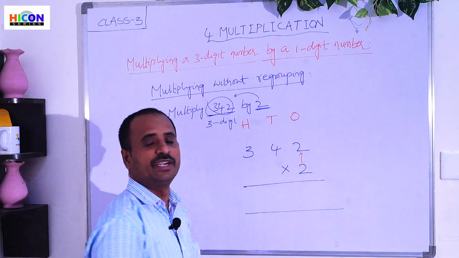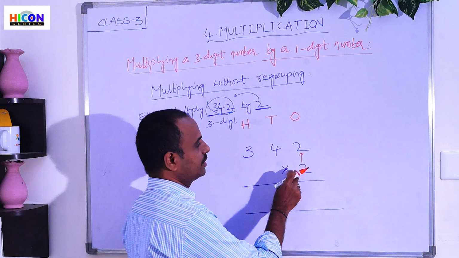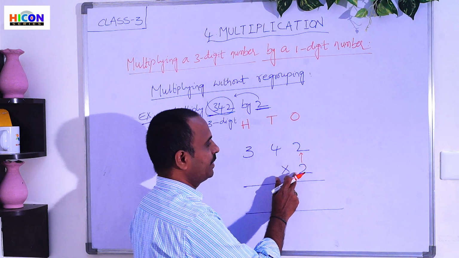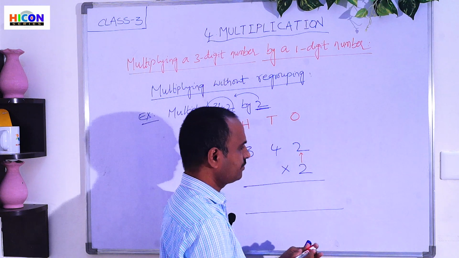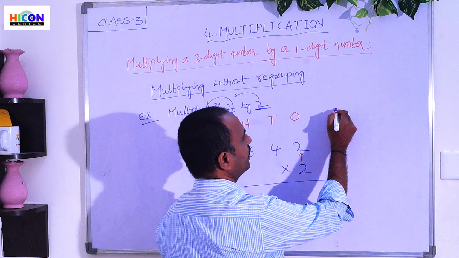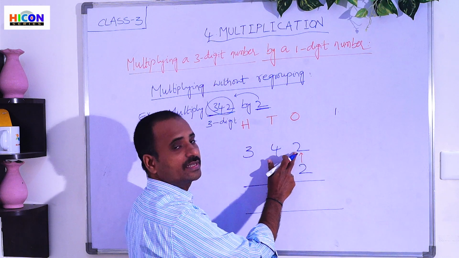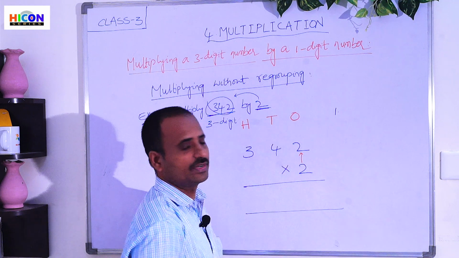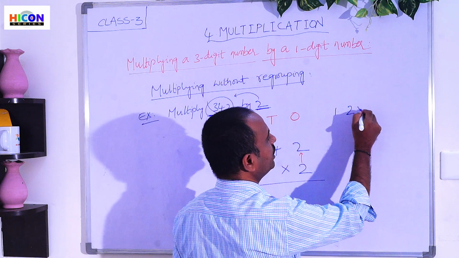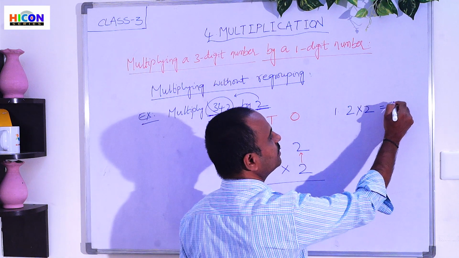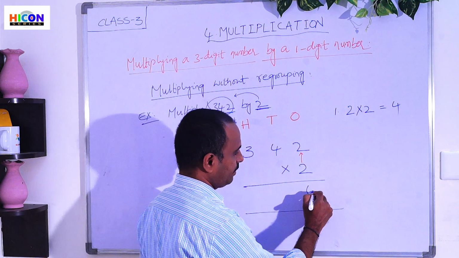Let us start multiplication from ones place. First multiply with the digit present in the ones place. Which digit is present in the ones place? 2 is present in the ones place. So multiply 2 with 2, that is 2 into 2. Children, how much will we get? We will get 4. So write 4 here.